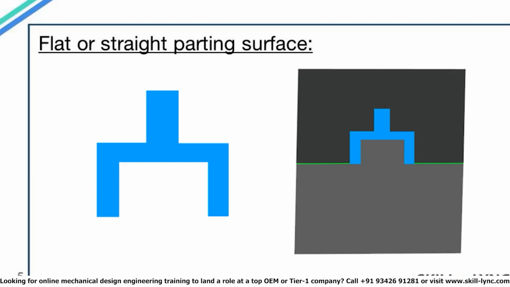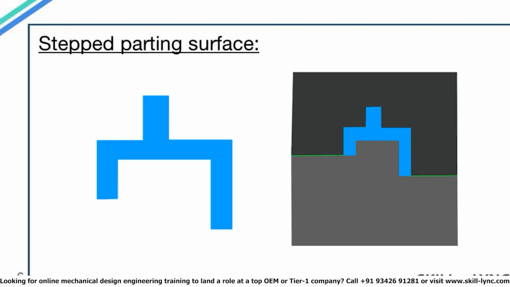in the further slides. Here we have a model similar to the previous one, but in this case the base of the model is not in the same plane. So we can't have a flat parting surface in this case. On the right, you can see what the core and the cavity will look like for this model. The green line again indicates the parting surface for the model, and you will notice that though the parting surface is still flat, it is located in two separate planes. So this type of parting surface is called the stepped parting surface.